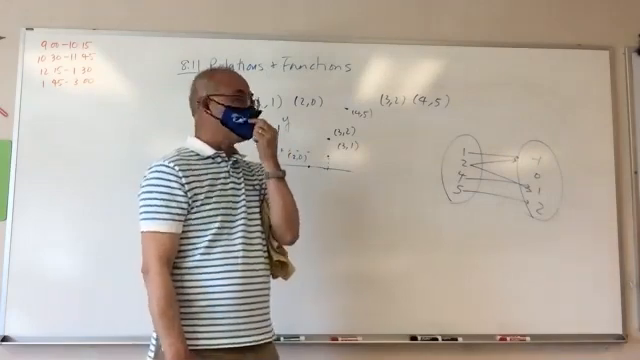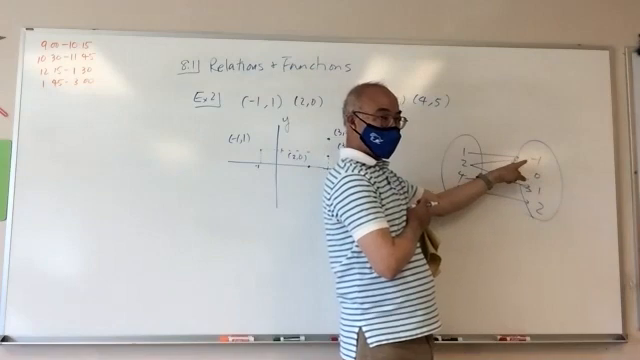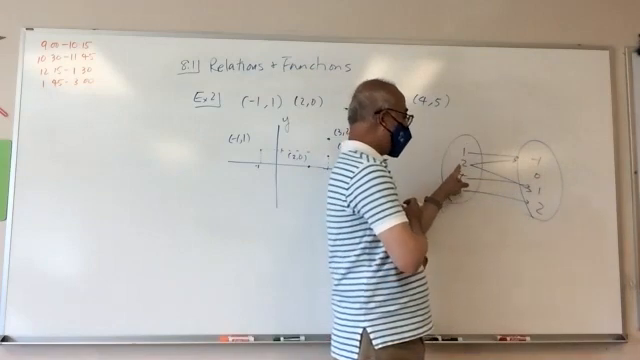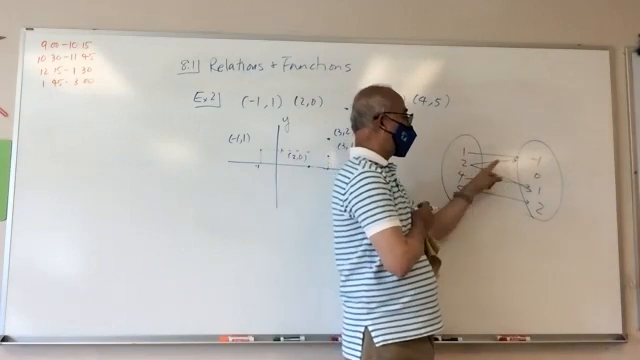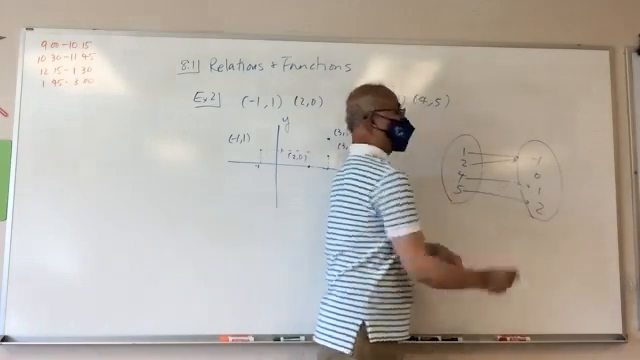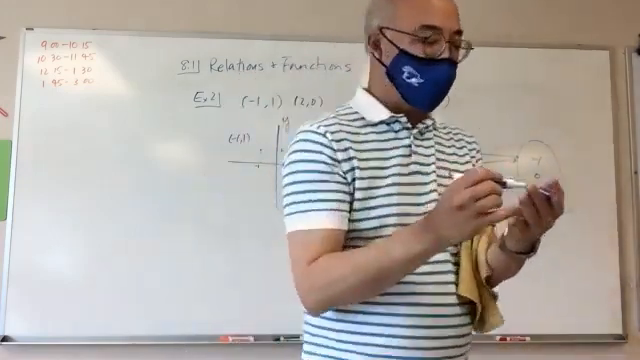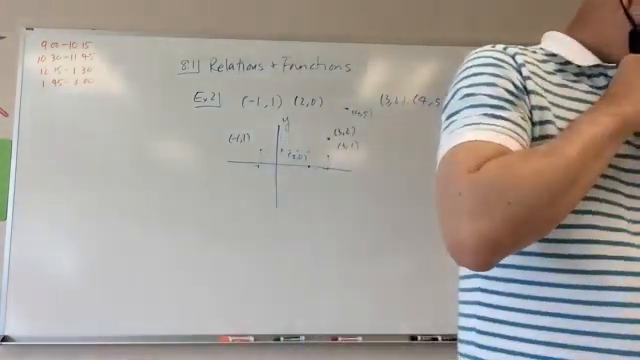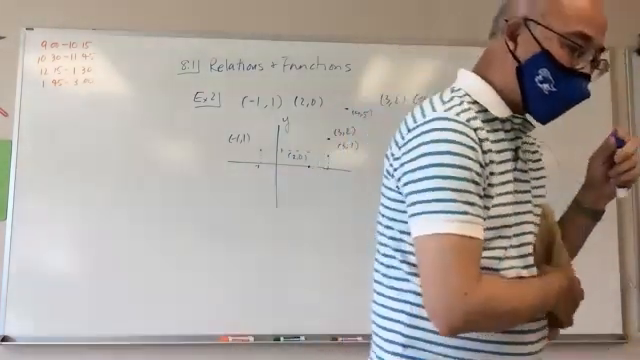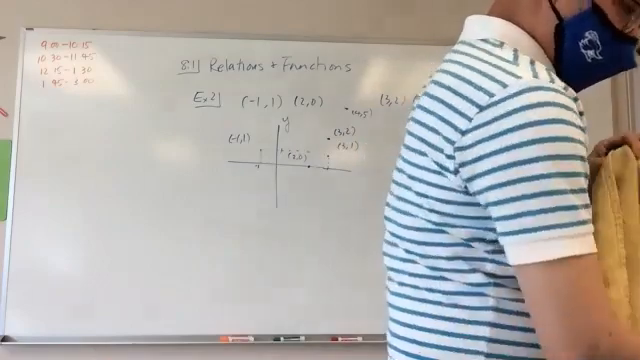Different inputs can share the same output. One input can only have one output, though. You cannot have two different outputs there. Okay, that's the difference between a relation and a function. So example number 3. Tell whether the relation is a function or not.